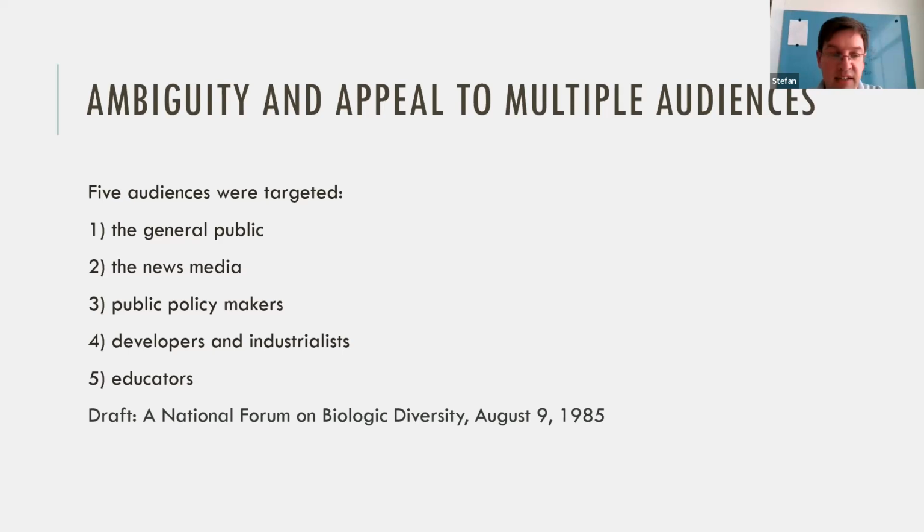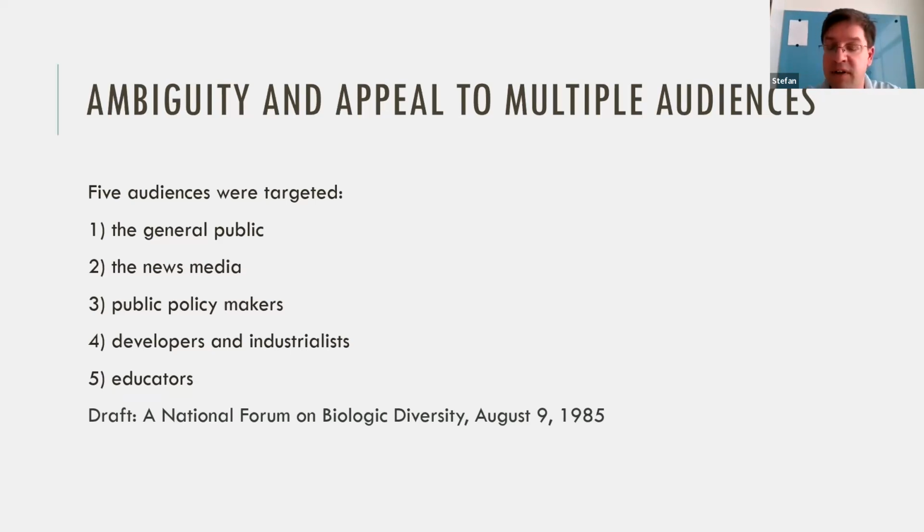And they basically decided, since they can no longer rely on the State Department to give them money, they need a lot of smaller audiences they can pitch their message to. So they have to tailor-make their message when they choose a different audience. So in the planning of the event, they outlined 5 audiences they want to talk to: the general public, news media, public policymakers, developers, industrialists or the economy, and educators, including school teachers and people like that.